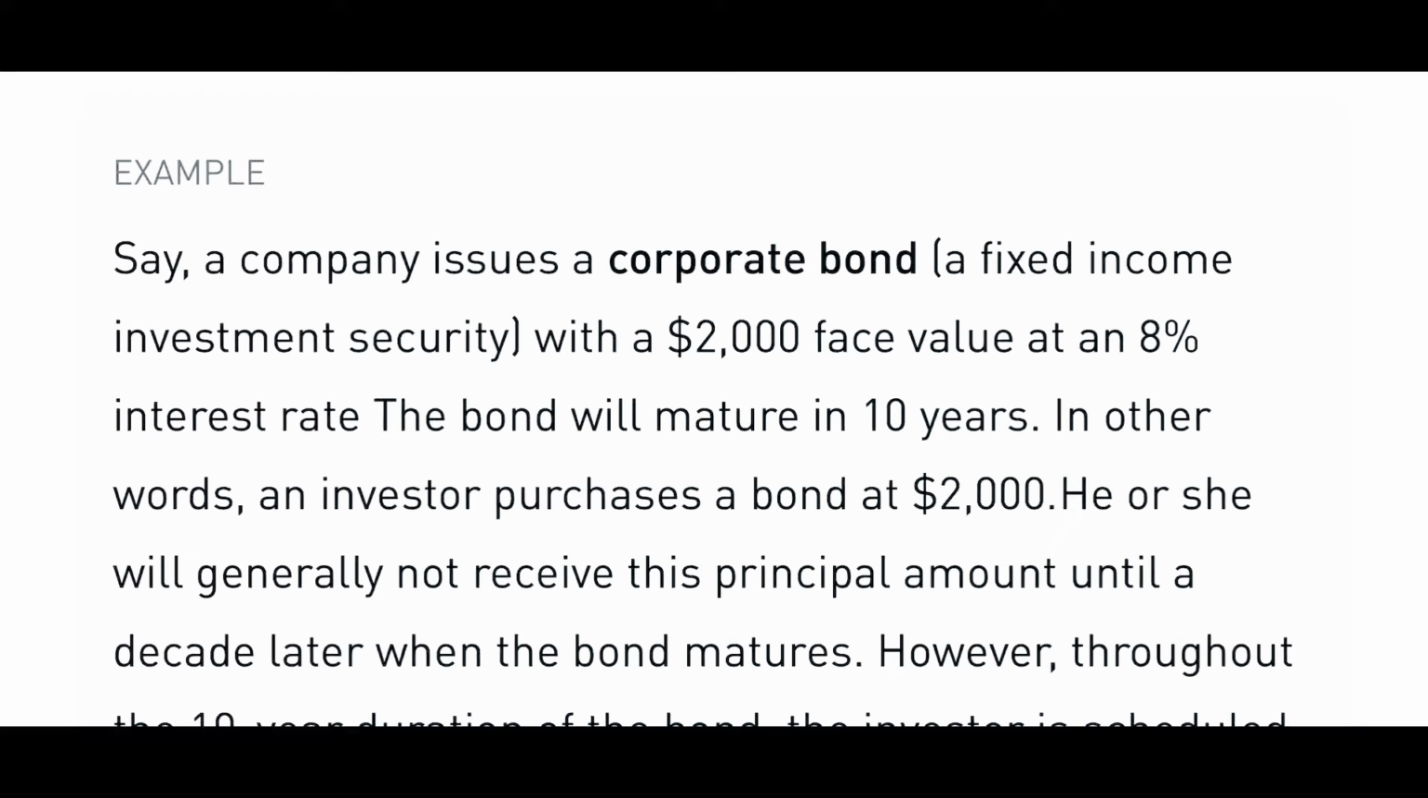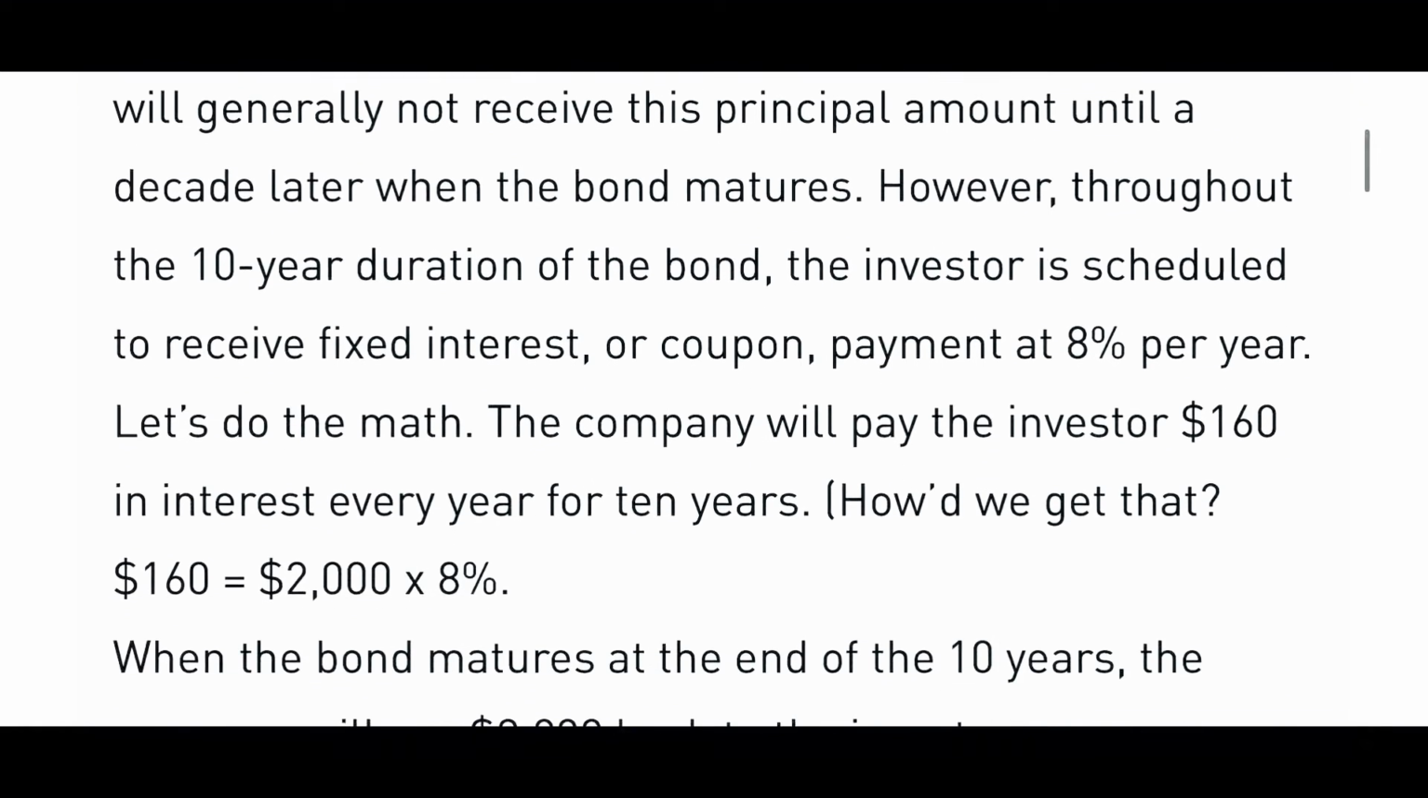Example: say a company issues a corporate bond, a fixed income investment security, with a $2,000 face value at an 8% interest rate. The bond will mature in 10 years. In other words, an investor purchases a bond at $2,000. He or she will generally not receive their principal amount until a decade later when the bond matures. However, throughout the 10-year duration of the bond, the investor is scheduled to receive fixed interest or coupon payments at 8% per year. Let's do the math.